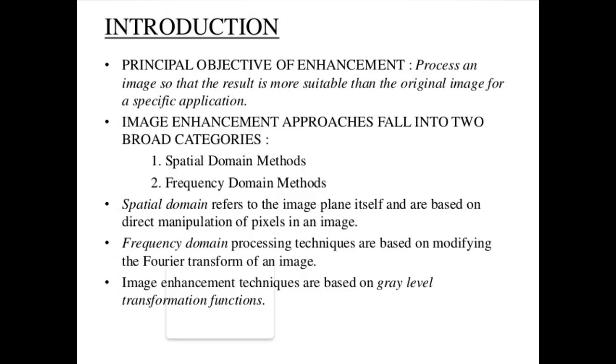There are two categories of spatial domain. First one is intensity transformation, in which the modification of intensity values of pixels will take place. And second one is spatial filtering. Here there will be direct manipulation of pixels using a mask. The spatial domain technique operates directly on the pixels of an image.